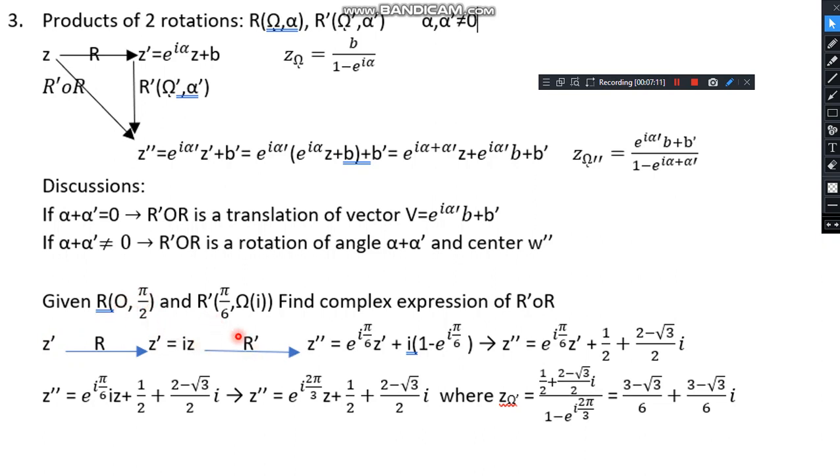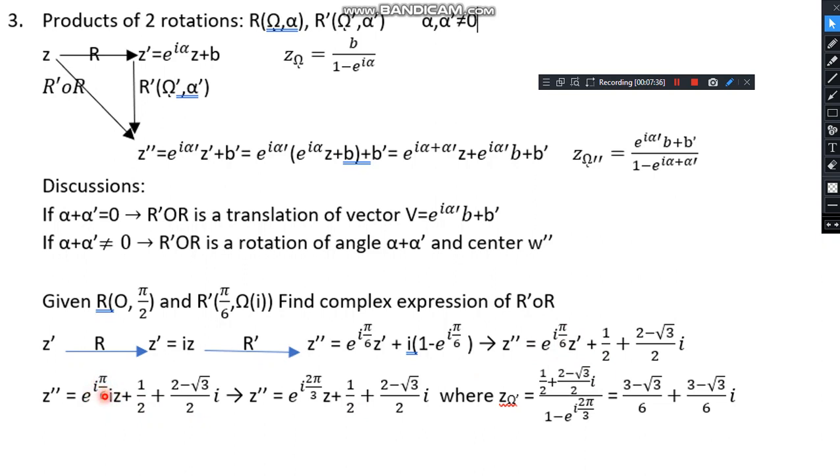Then I have r prime. So Z double prime will be E^(I pi over 6) Z prime plus center here is I, so I into 1 minus E^(I pi over 6). So if you do this on calculator, you're going to get this one here. But here I have Z prime. But Z prime is IZ. So I multiply E^(I pi over 6) by IZ. So you have here E^(I pi over 6).